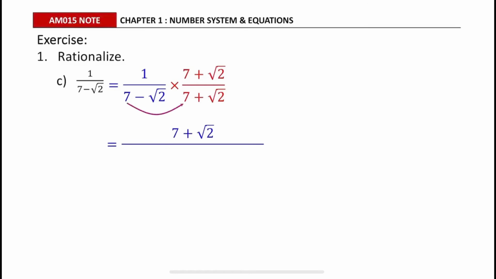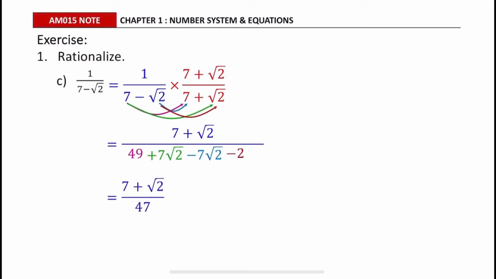7 multiplied by 7 equals 49. 7 multiplied by square root of 2 equals positive 7 square root of 2. Negative square root of 2 multiplied by 7 equals negative 7 square root of 2. And negative square root of 2 multiplied by square root of 2 equals negative 2. After that, simplify the denominator and it becomes 47.